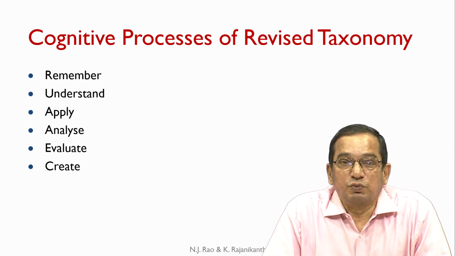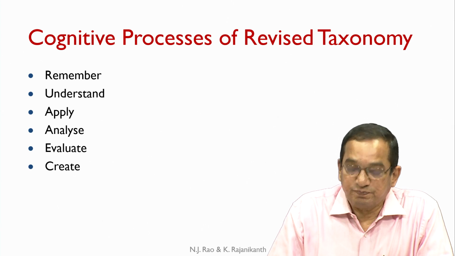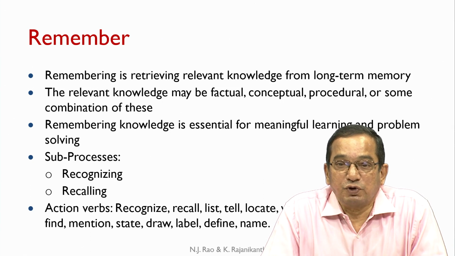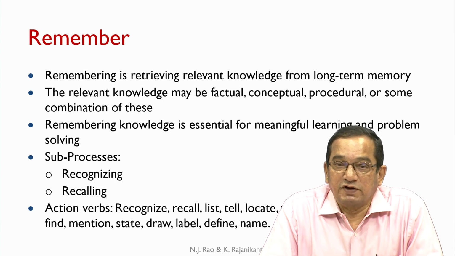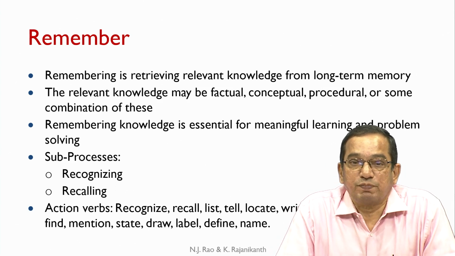Recall that the cognitive processes of revised Bloom's taxonomy are 6 in number, hierarchically organized: remember, understand, apply, analyze, evaluate and create. Remember is the cognitive process of lowest complexity in the hierarchy. Remembering is retrieving relevant knowledge from the long-term memory. The relevant knowledge may be factual, conceptual, procedural or some combination of these.